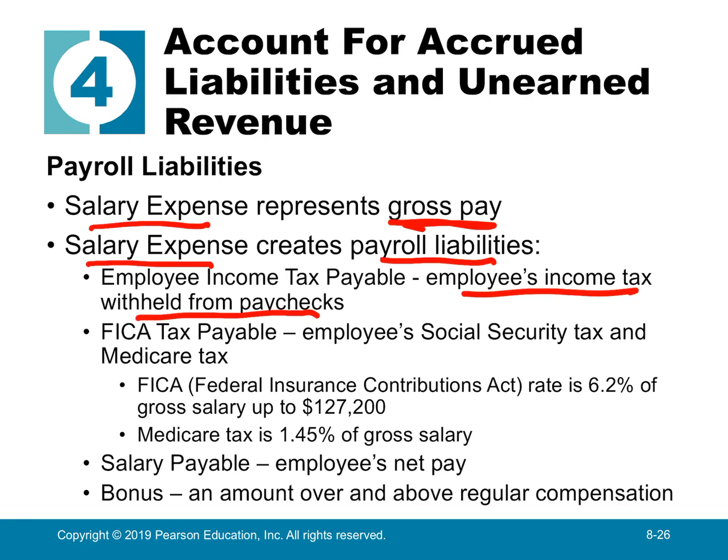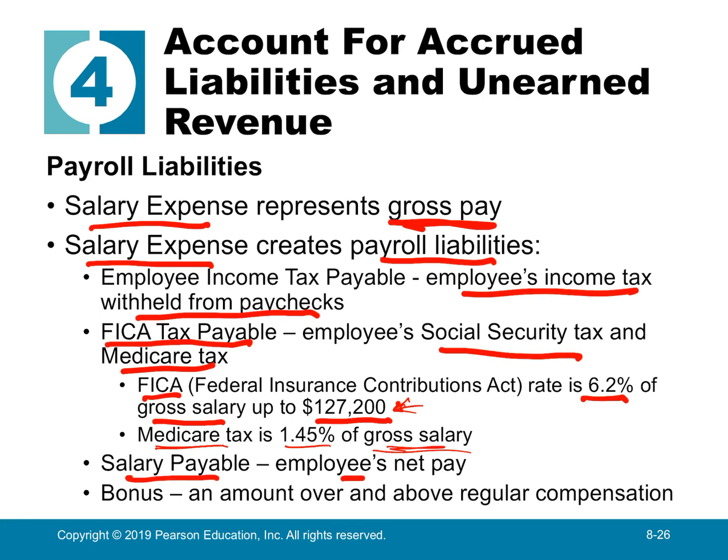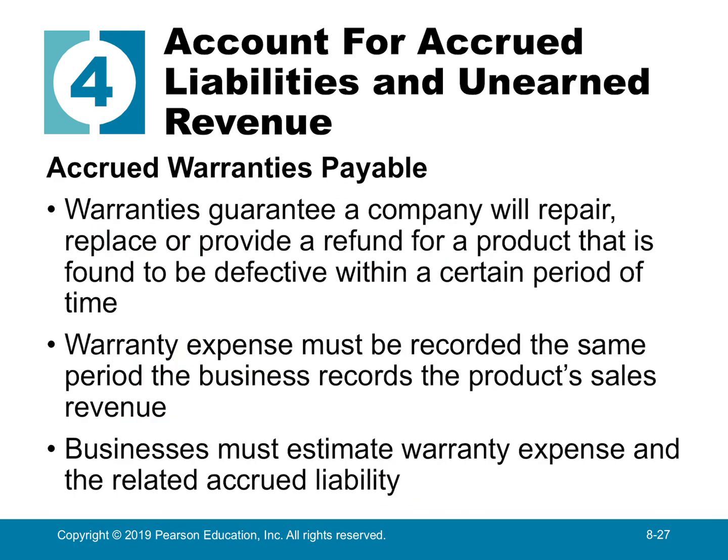So again, salary expense is gross pay, but when you have salary expense, you also get some additional liabilities. The employee's income tax that's withheld from paychecks, and the FICA tax payable, which is Social Security and Medicare. So FICA is 6.2% of your gross salary up to $127,200. This is now higher, by the way. This is outdated. It changes, even though we're in 2019, this is still the 2018 number, so it'll go up. Medicare tax is 1.45% of gross salary. There is no limit. So here there's a limit. Here there is no limit for Medicare. And then you'll have salary payable. That is your net pay that you're going to get in your paycheck. And then there may be a bonus, any amount above that.